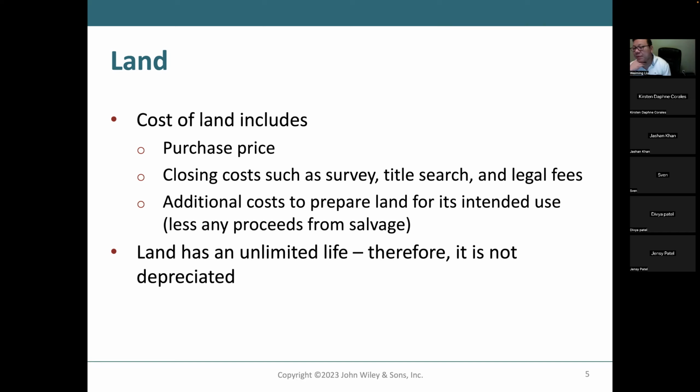Land has unlimited life, therefore it's not depreciated. Land is something that you cannot wear out, right? If you try to wear out land, probably your shoes will be worn out first before there's any damage to the land. So land has unlimited life.